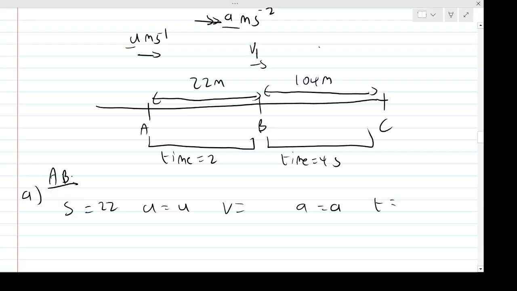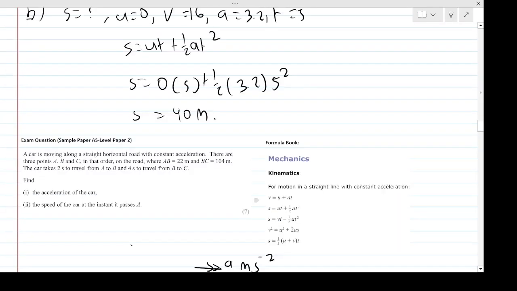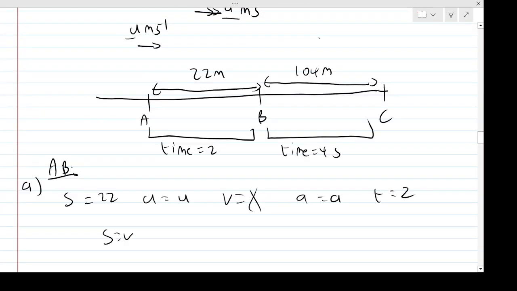I'll call that VB, right? But I actually don't care about that because I know my time as well. I know my time is 2. So what I can do here is, if I want a SUVAT formula that doesn't involve a V, it's going to be this one here. S is ut plus a half at squared.